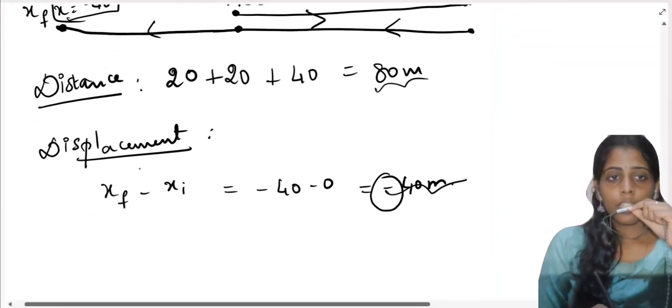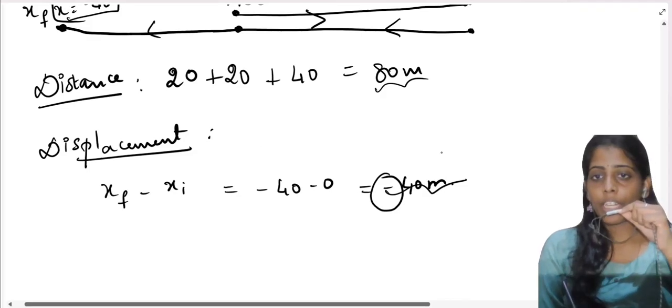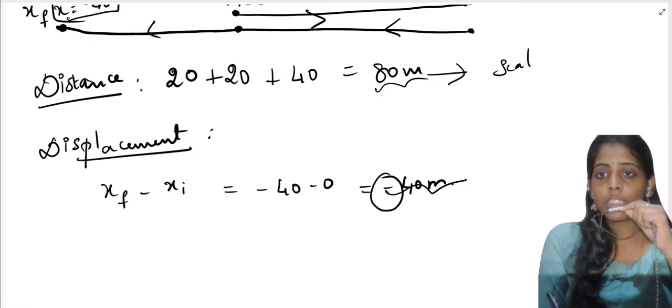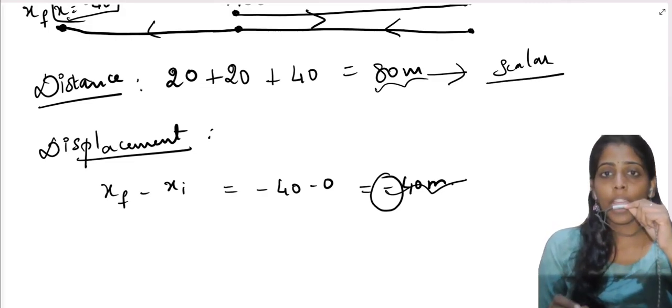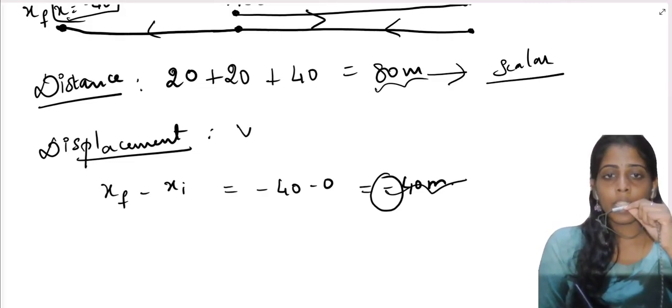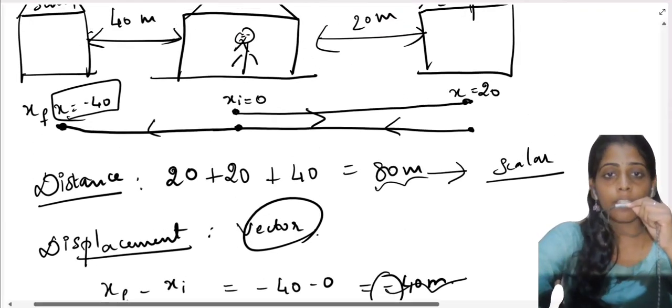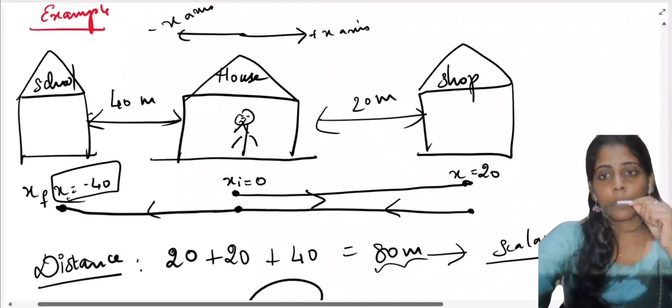So, basically, distance did not have any direction, whereas displacement had the direction. Distance is a scalar quantity which only has the magnitude, whereas displacement is a vector quantity which included the negative sign because of its direction.